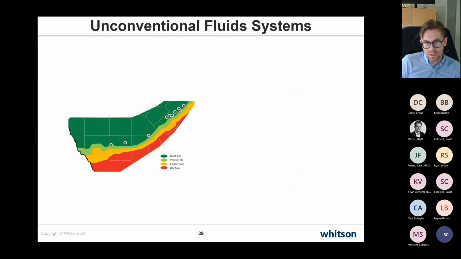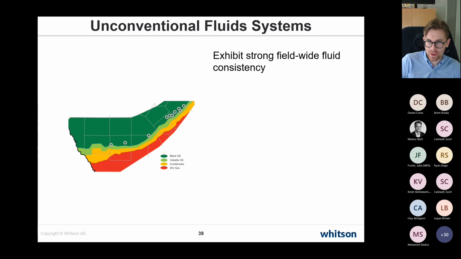The last thing that makes unconventional fluid systems very unique in general is the fact that they exhibit a very, very strong field-wide fluid consistency, or thermodynamic consistency. And what does this actually mean? It sounds like, okay, Matthias, you're saying this, but I don't believe you. How can I quantify whether it's consistent or not?